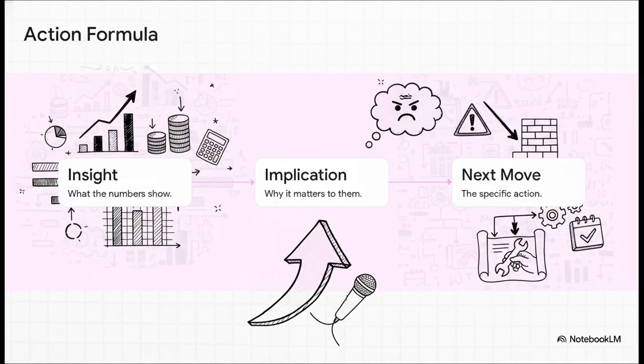So, to prescribe effectively, use this three-part action formula natively when you speak. First, state the insight. Payroll is up 18%. Second, explain the implication. This is creating margin compression risk. And third, prescribe the next move. We need to review the staffing model before signing the next contract. Boom. It is specific, relevant, and entirely decision-oriented.